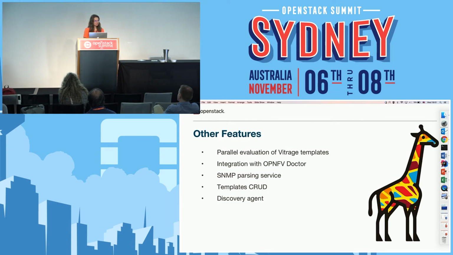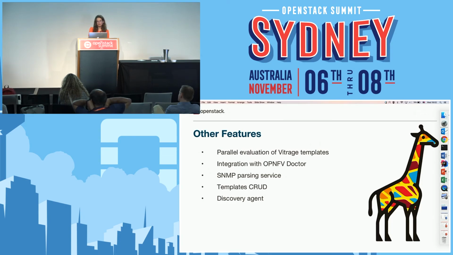SNMP parsing service. I mentioned that we send SNMP notifications. Now we are going to add a service that gets SNMP traps from external systems and creates events that can later be processed by Vitrage data sources. So it's like having an SNMP data source for Vitrage.